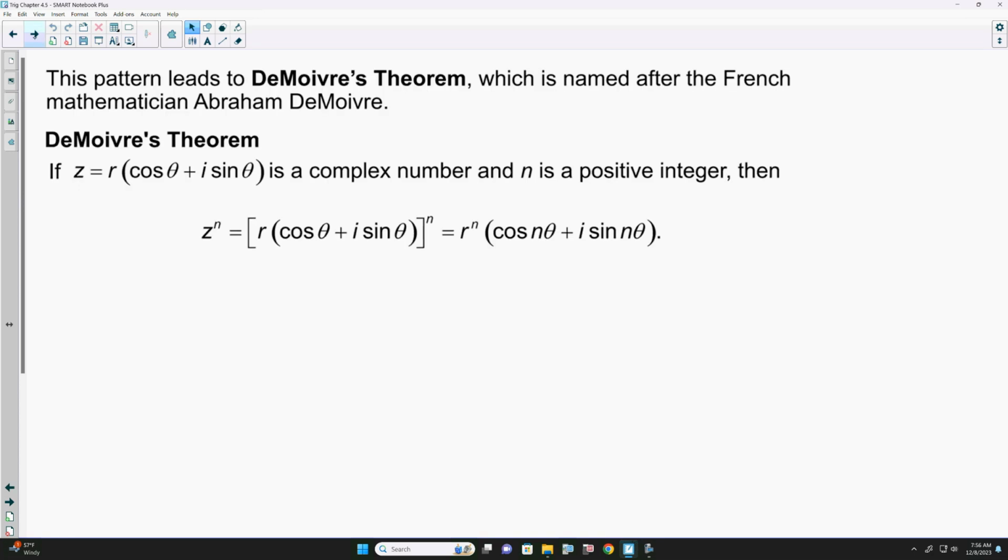De Moivre's theorem. This theorem is very useful because it's going to help us solve complex numbers or complex solutions. So De Moivre's theorem: if z equals r cosine theta plus i sine theta, so if this is a complex number and n is a positive integer, then z to the n is equal to r to the n times cosine of n theta plus i sine of n theta. Sorry, I got ahead of myself. This helps us show any power.